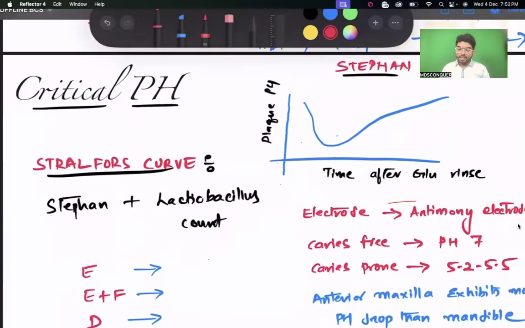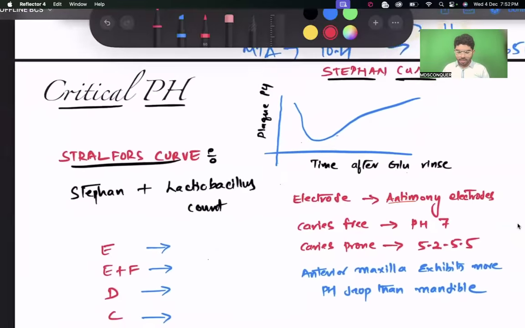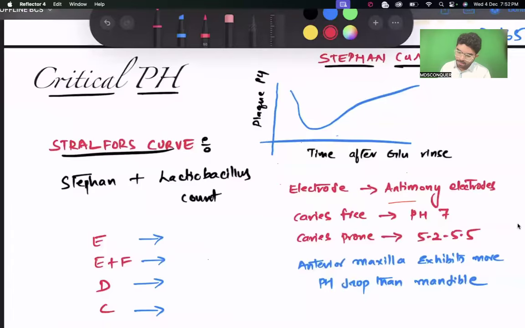Okay, right. So critical pH, I have discussed a lot about critical pH. I hope you're familiar with the Stephen's curve. You started the journey of Stephen's curve in your oral pathology. The curve is mentioned as time after the glucose rinse versus salivary pH or plaque pH. This is how the curve is going to be. Very frequently asked either in diagram based format or in other formats.